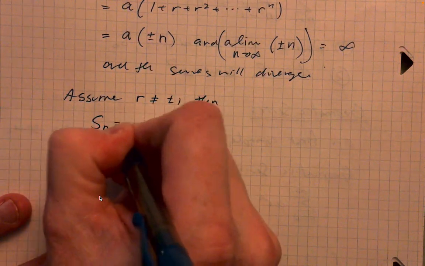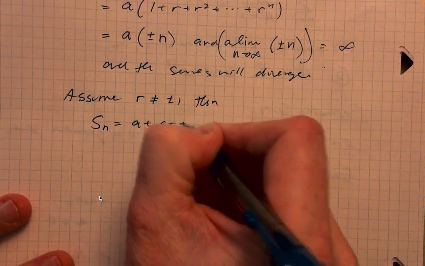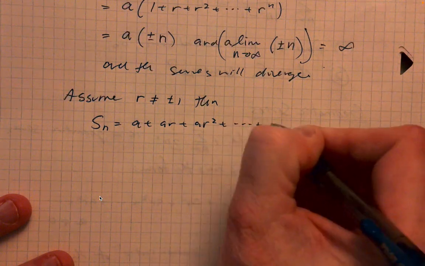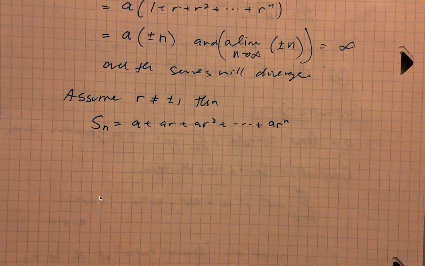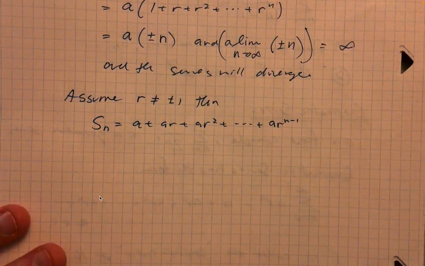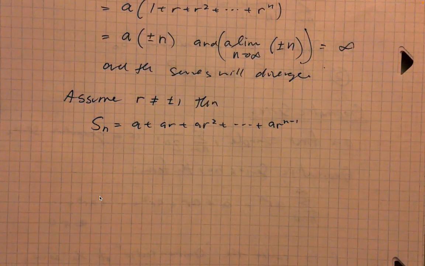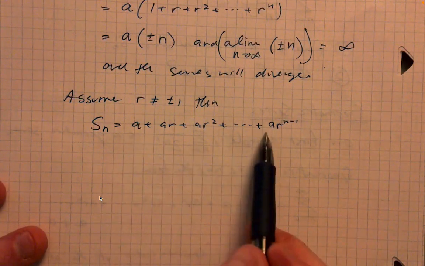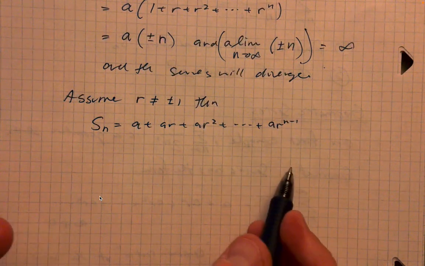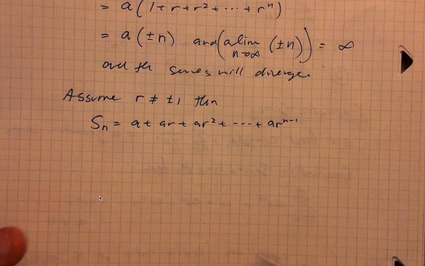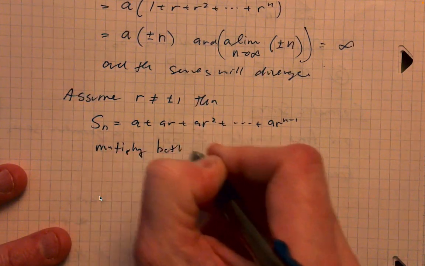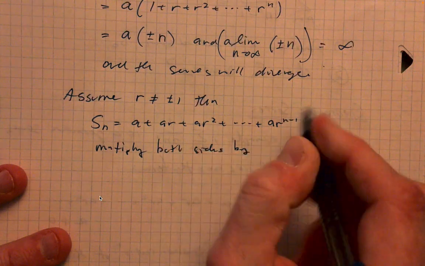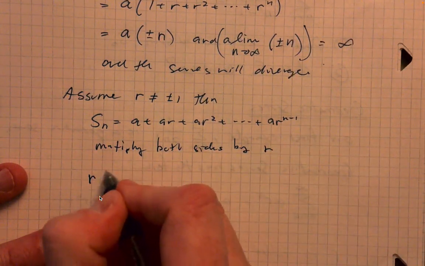S of n is equal to a plus ar squared plus dot dot dot plus ar to the nth power minus 1. It should be minus 1 there. I think it should have been minus 1 on the previous discussion as well, but okay. Right, so you've got ar to the n minus 1 here. And so let's multiply both sides by r.